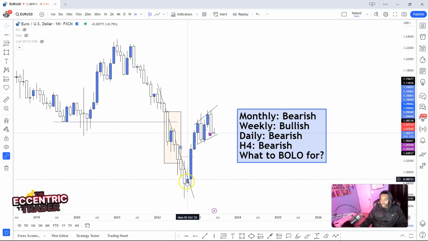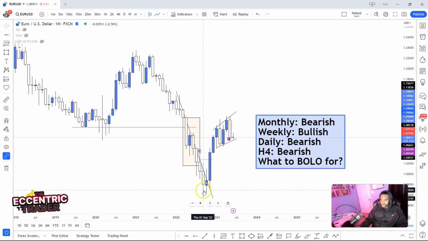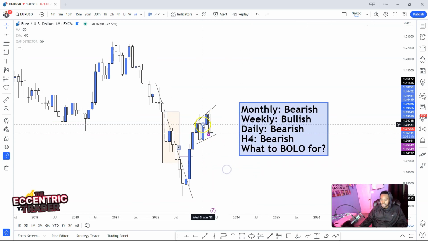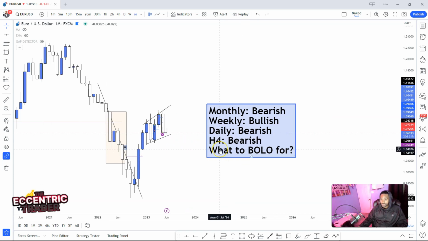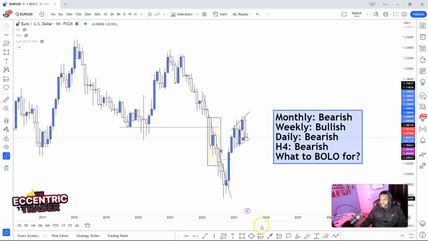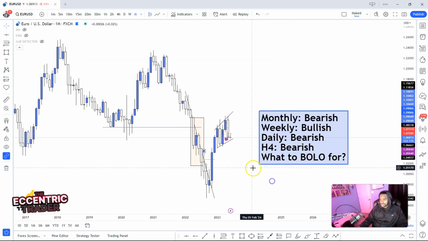So this level of support was broken. Price came back all the way down here, tested a level of support, then came up, and now it's kind of just pulling back, right? So this is a push, and now it's pulling back to who knows how far. This is a monthly time frame, so it could take forever for price to actually come down here.